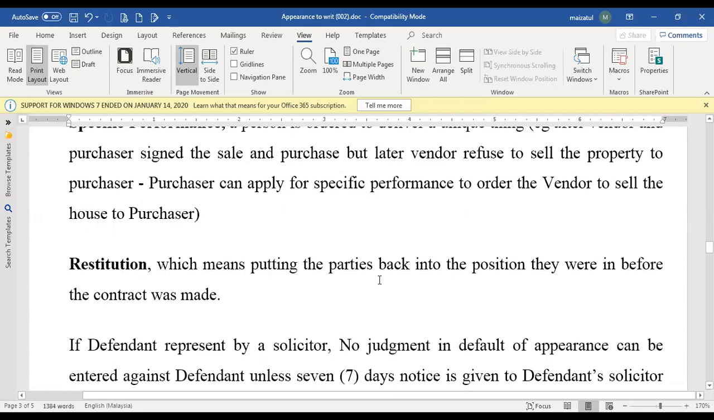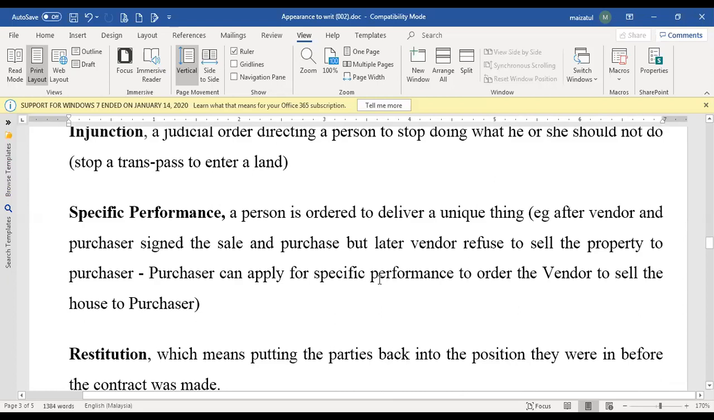Specific performance: basically, when you file for specific performance, the plaintiff asks that the defendant be ordered to deliver a unique thing. For example, this is a very common example: vendor and purchaser sign the S&P, but later the vendor refuses to sell the property to the purchaser. In this kind of situation, the purchaser can file for specific performance to order the vendor to sell the house to the purchaser.